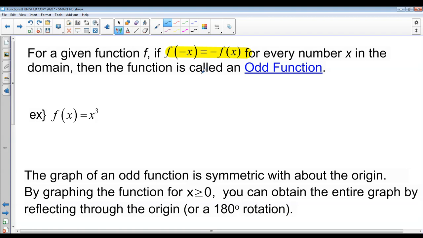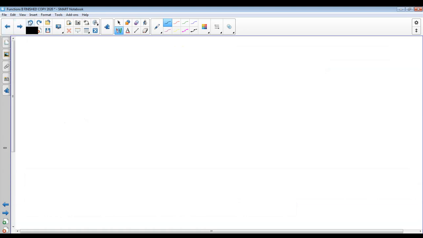All right, odd functions, even odd. For a given function, if f of -x equals -f of x for every number in the domain, then the function is called an odd function. So this one's a little harder to wrap your head around.